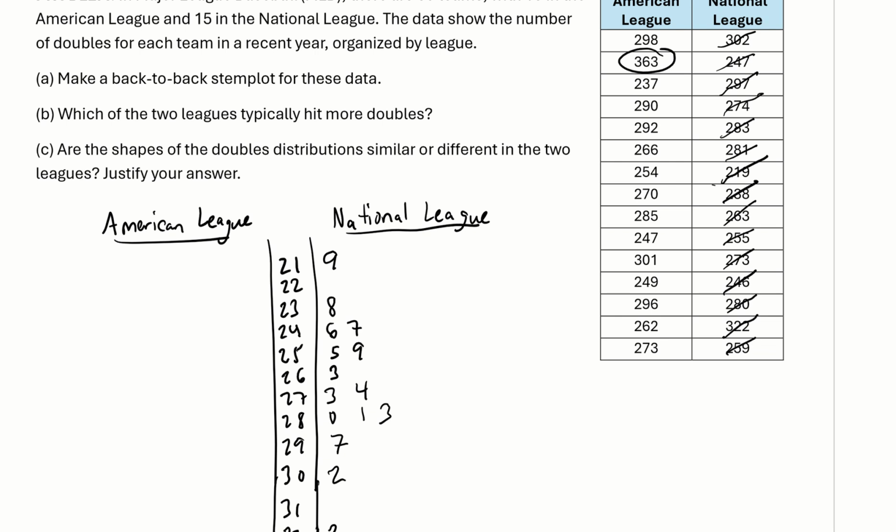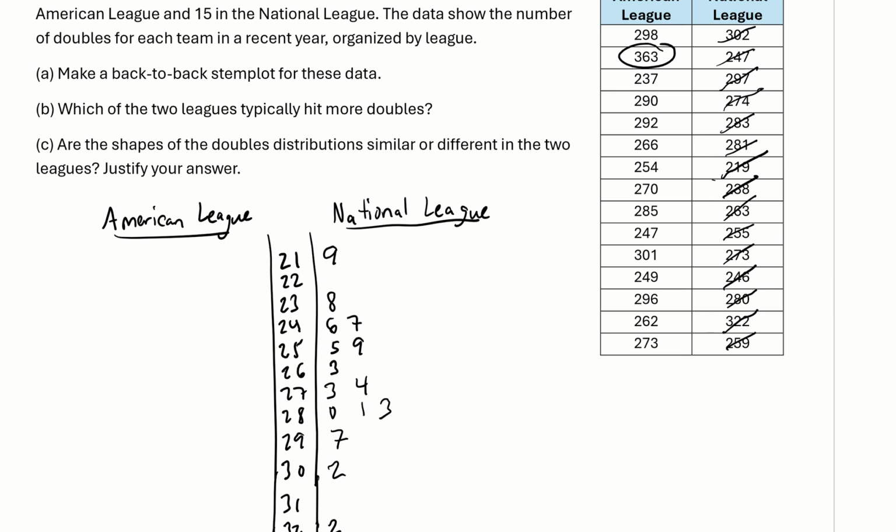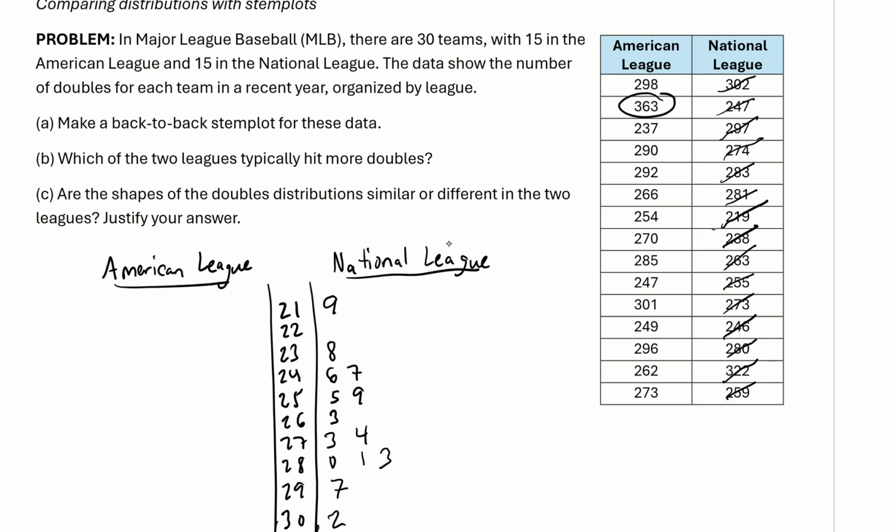All right, so now the American League, which is on the left side. Here we're going to do it from right to left. Do we have any 21s? No 21s. 22s? No 22s. We got a 23 here, so that's 237, and I think that's it for the 23. Do we have a 24? Yep, we have 247, 249. So that's going to be 7 and then 9, and we do that from right to left. So that's how we do the order, okay?